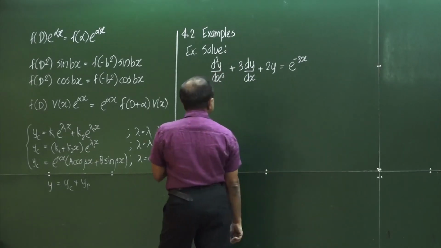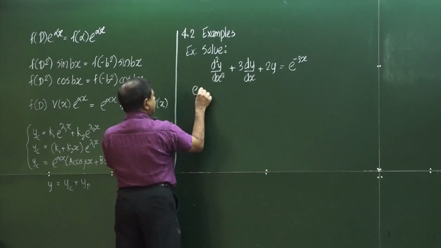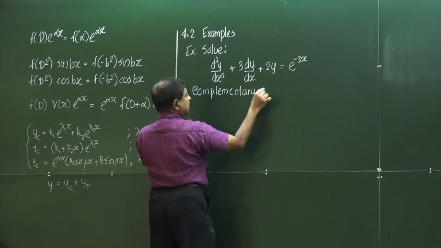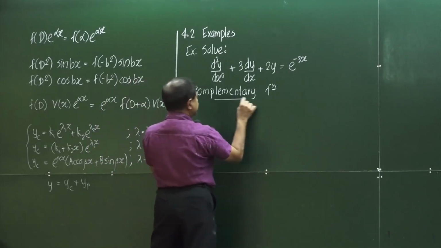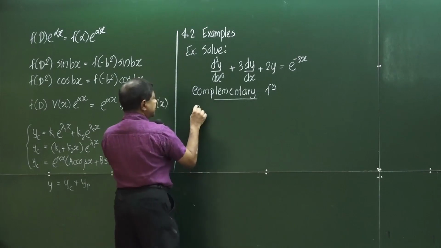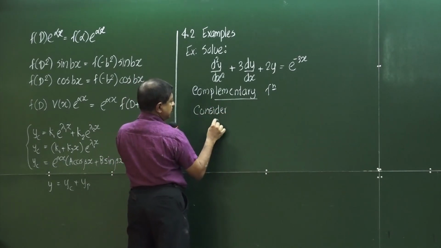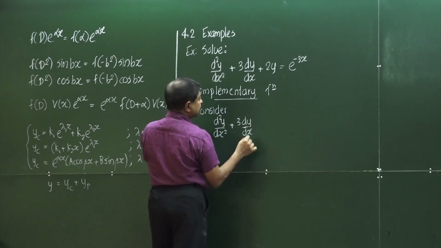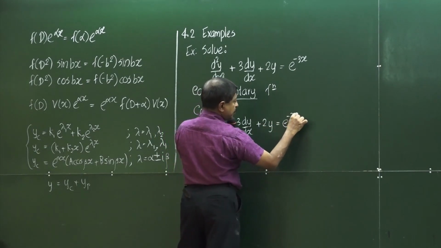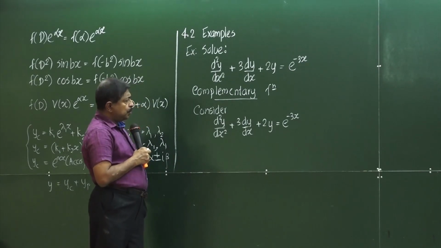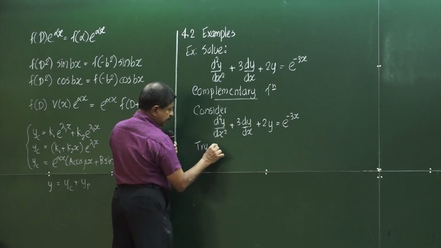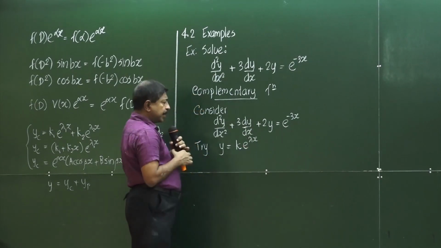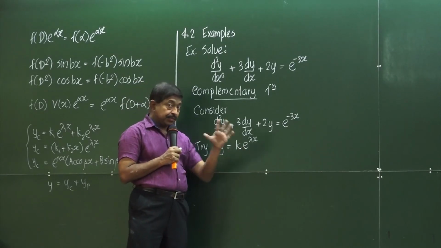Now, let's do examples. First we need to find the complementary function. It comes from complementary, right? So this letter should be c. We'll first find this. So how can you do that? We consider the homogeneous equation for this purpose. Homogeneous means the right-hand side is 0. Now, what would you try? You try y equals k e to the power lambda x. Why would you try this? Because this is the eigenfunction of the derivative operator. So that's why we try that.